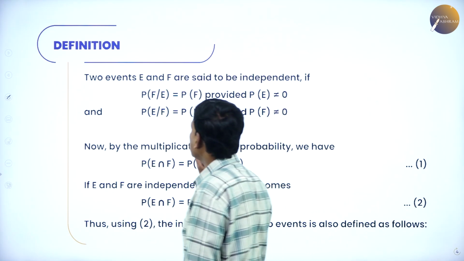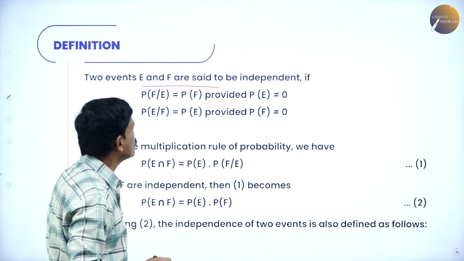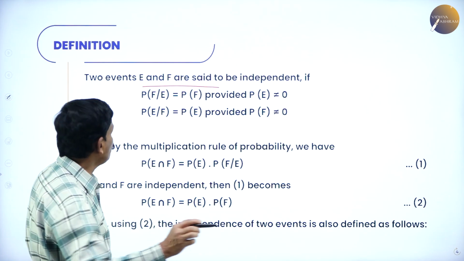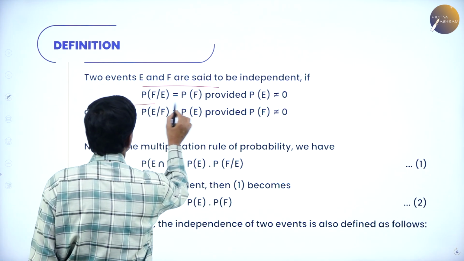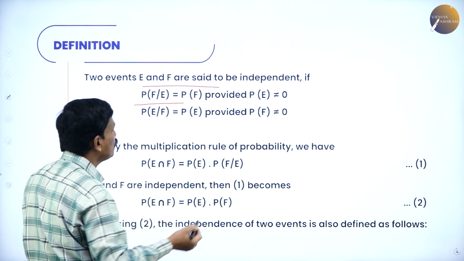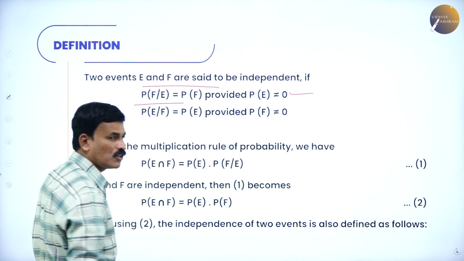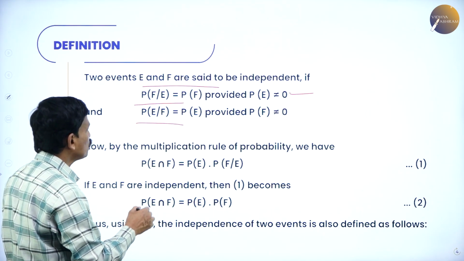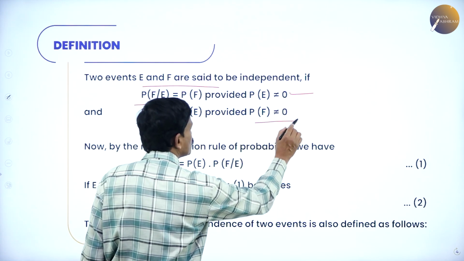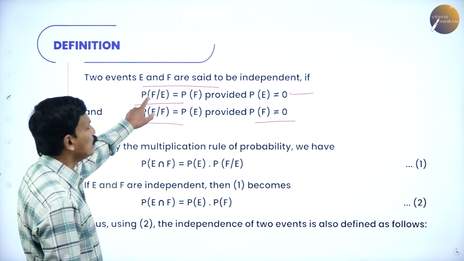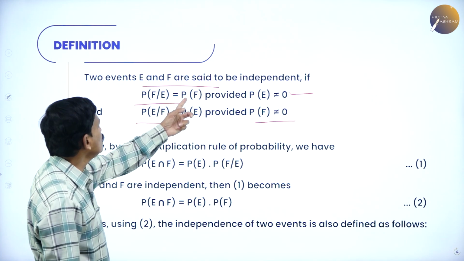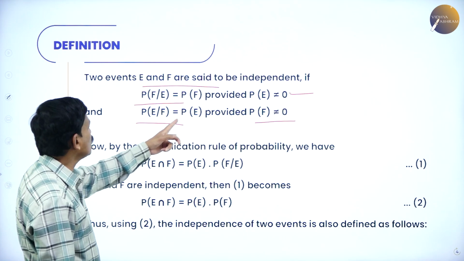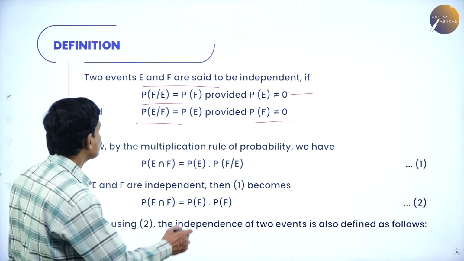Now let us come to the final conclusion. Two events E and F are said to be independent if and only if the probability of F by E is equal to probability of F, provided probability of E is not equal to 0, and similarly the probability of E by F is equal to probability of E, provided P of F is not equal to 0. That means the probability of F given that E has already occurred is equal to probability of F, and the probability of E given that F has already occurred is equal to probability of E.